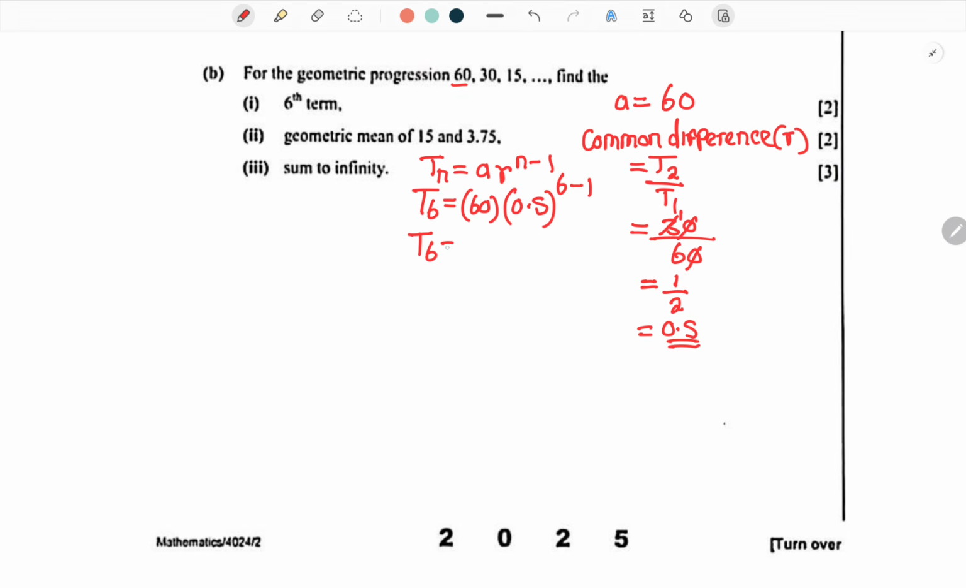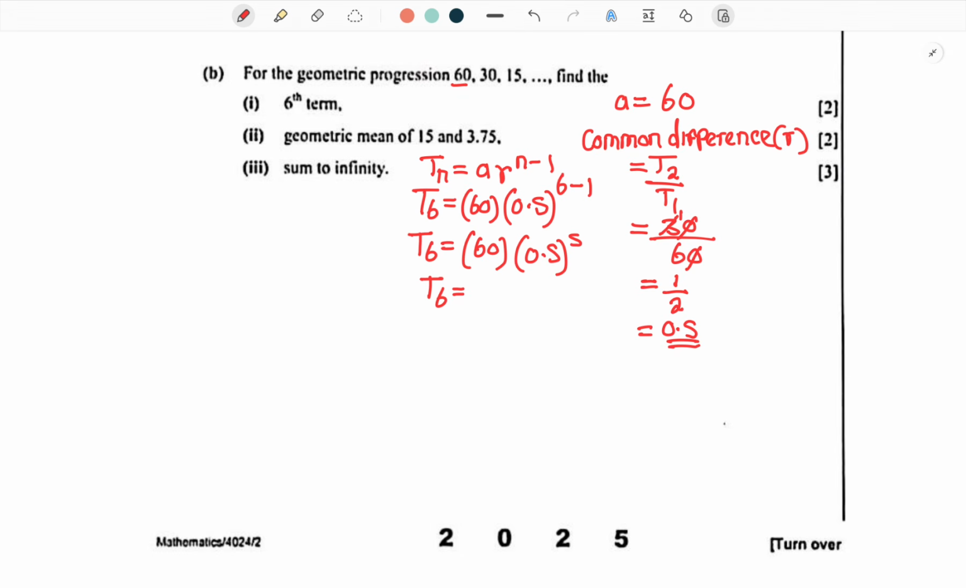This is going to be the 60th term equal to, we have a 60 in here, and then this is going to be 0.5 to the power 5. Okay, then this is going to be T6 is equal to, then from there you can open the brackets. When you open the brackets, you are going to have 0.5, of course, to the power 5. Let's see what we are going to get if we power everything to 5.